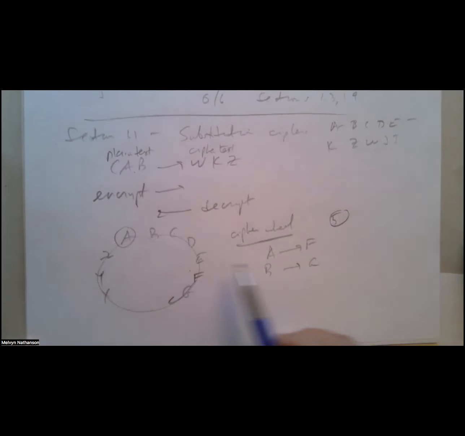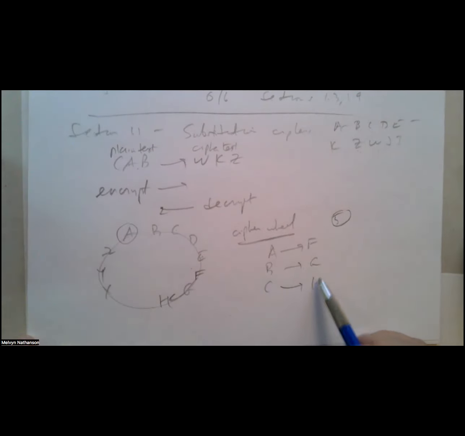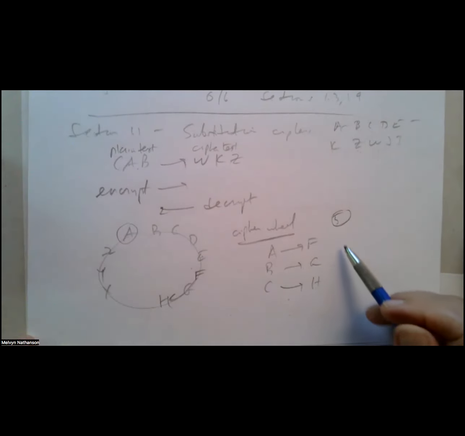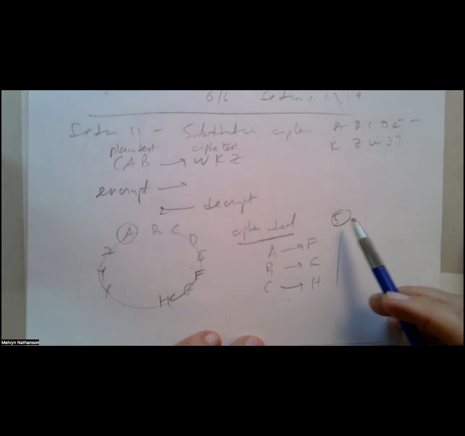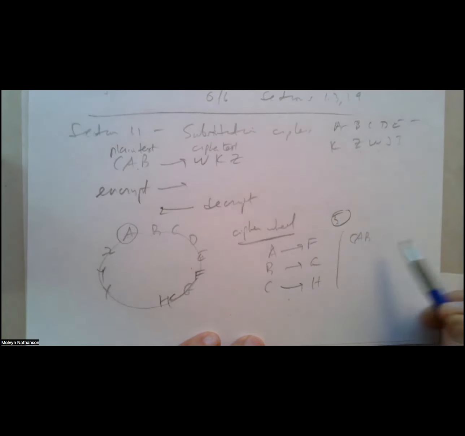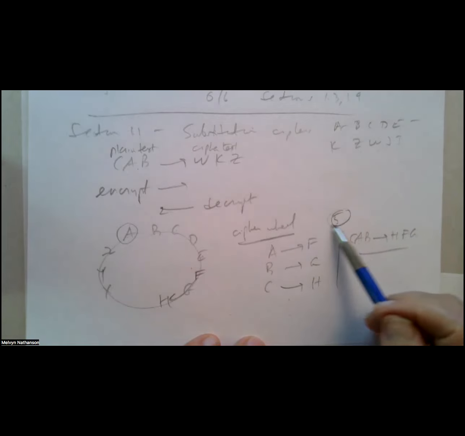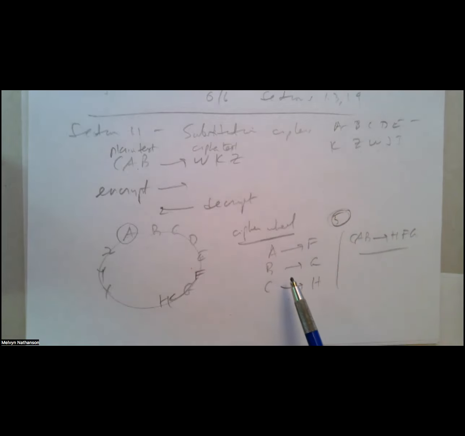B becomes the letter G. C becomes the letter H, and so forth. So if you're going to use a cipher wheel with a step size of 5, and you encode the word cab, it would become H, F, G. So if you know the step size, you can encode and decode. You can encrypt and decrypt. This is the plain text. This is the ciphertext.